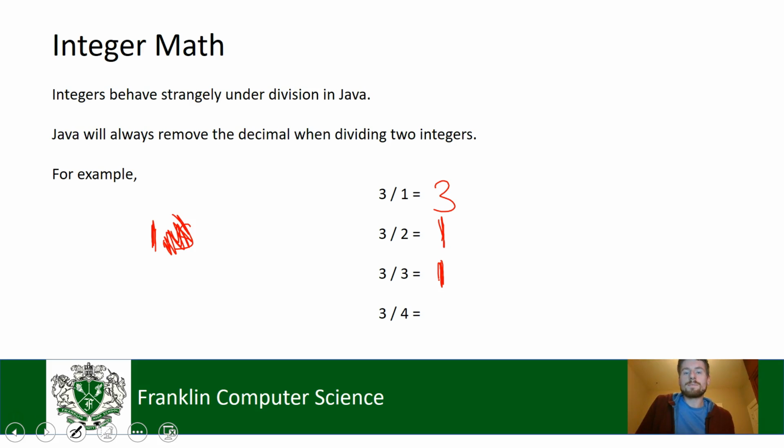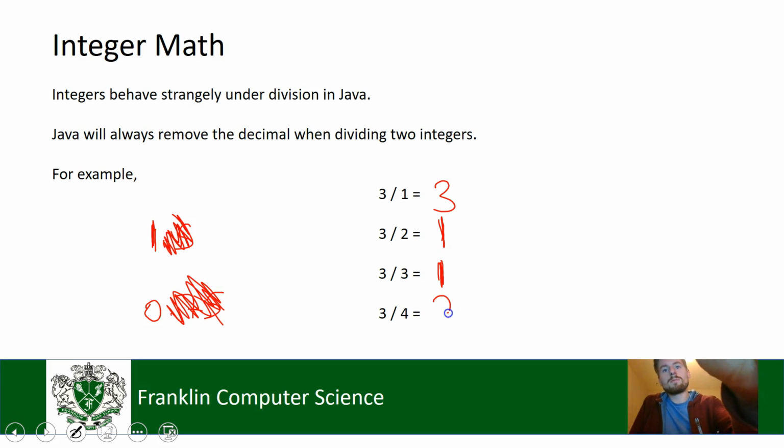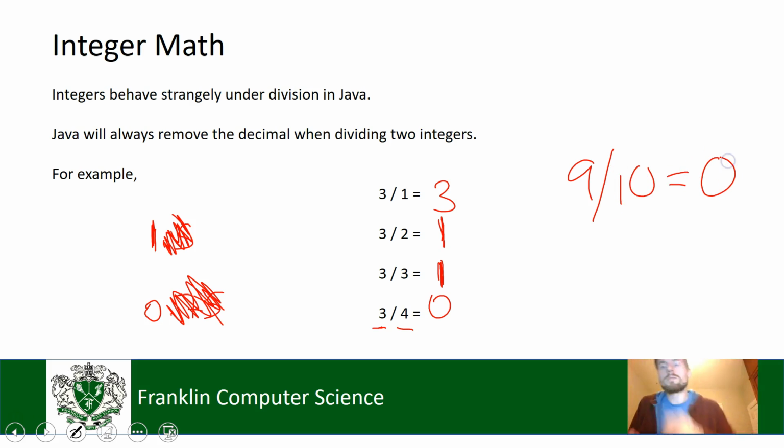3 divided by 4. Well, that's 0.75. But now you throw away the decimal and everything afterwards. So let's throw that away. And what do you get? 0. So when you divide integers, if the number on the right is ever more than the number on the left, you get 0. For example, 9 divided by 10. Well, that's still 0, even though it's really close to 1, it's 0.9, technically. With Java, if you do this with integers, you get 0 as the answer. So something to be mindful of, something to remember. So it throws away the decimal.